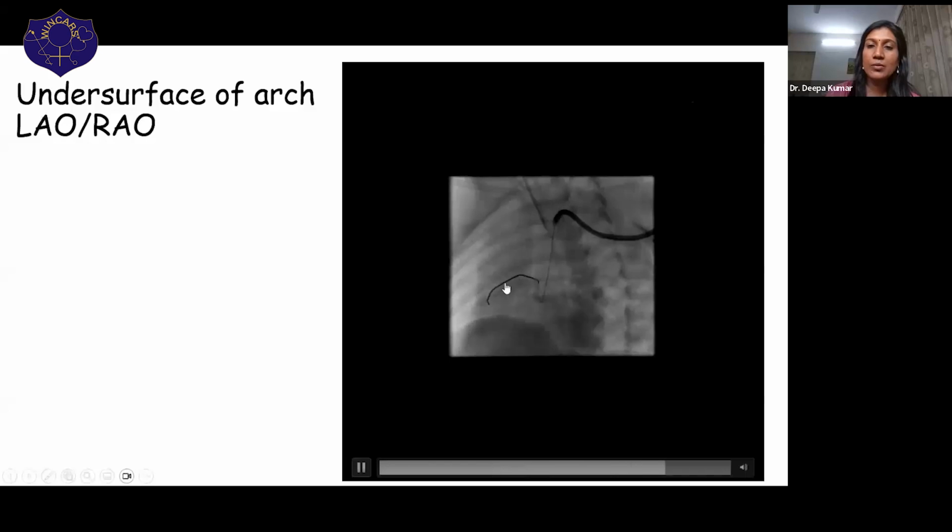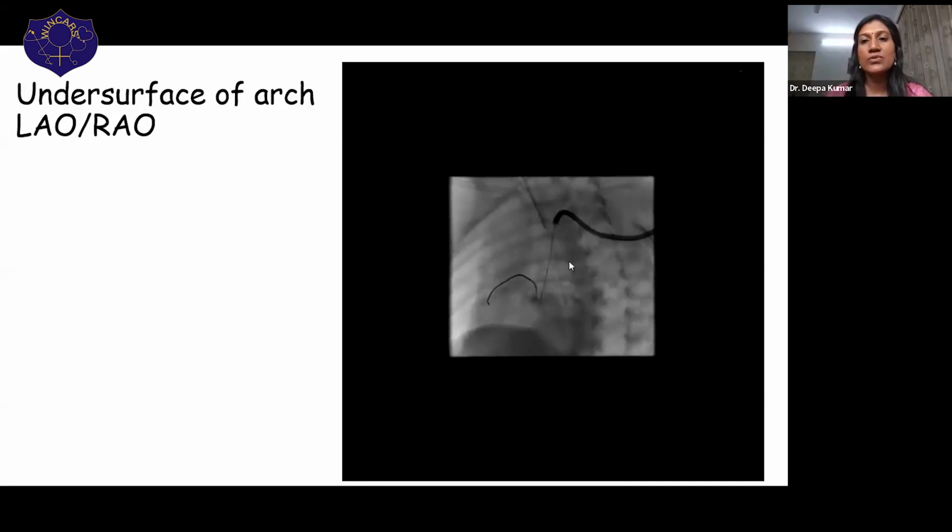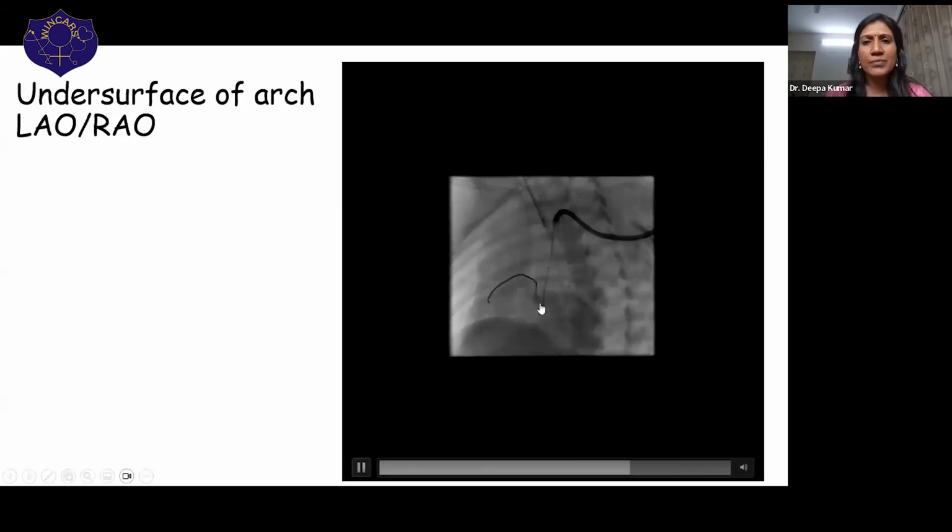Now, the most common PDA that you find in a pulmonary atresia VSD situation is that coming from the undersurface of the arch, where you have to go via axillary access. And here you have to experiment with views. You have to use either some LAO view or an RAO view to delineate the PDA.